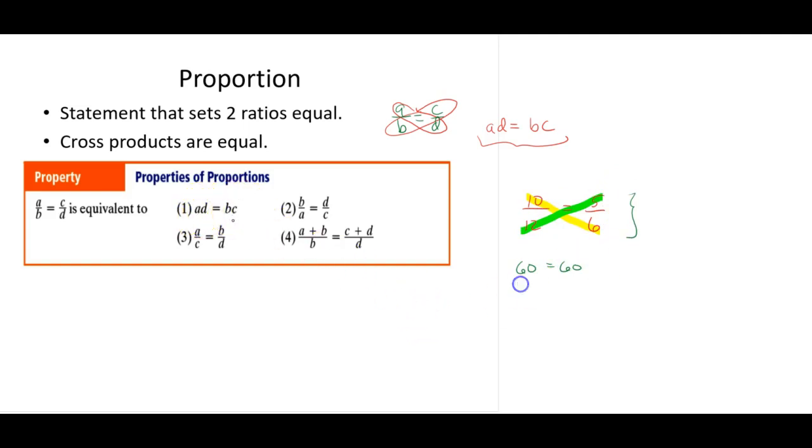So we know the cross products are equal, and there are all these different properties we could use, such as if we flip A over B and get B over A, we have to flip the second ratio to make it D over C. Do the cross products remain equal? Yes. If I move C down here and B up here, my cross products still remain the same. Okay, and then if I add the denominator to each numerator, my ratios still remain proportional.